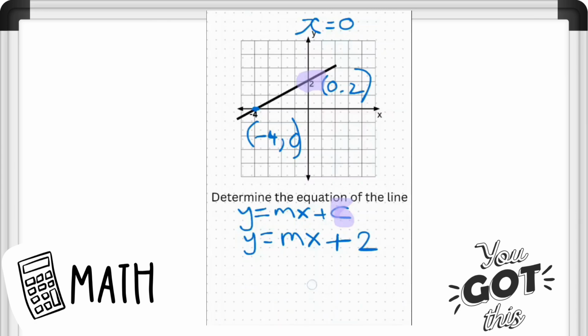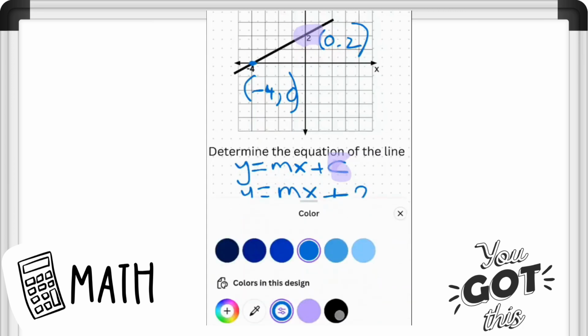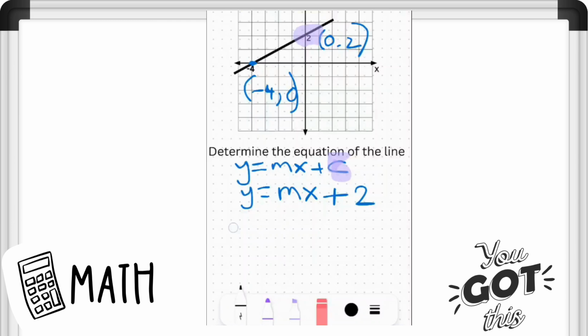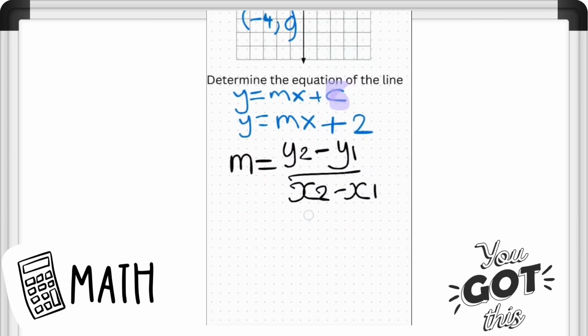Now, if we move on, we need to determine what the gradient is. So we need to find the m. To do that, we have a specific formula that we follow. The formula to find the gradient is m is equal to the change in y, so y2 minus y1, over the change in x's, so x2 minus x1. Now, it doesn't matter which one you take first, it's still going to give you the same answer.